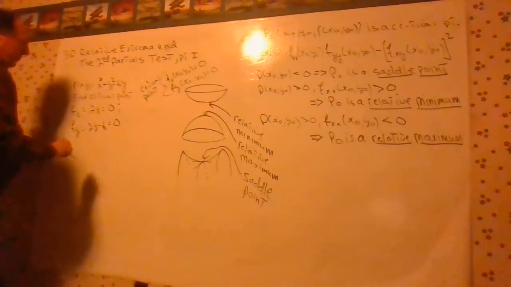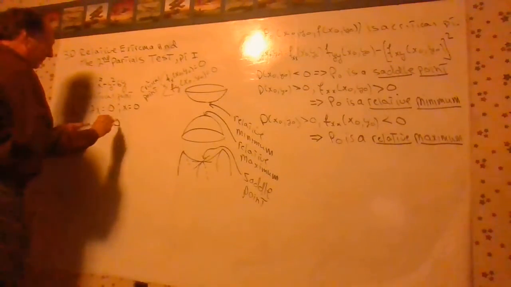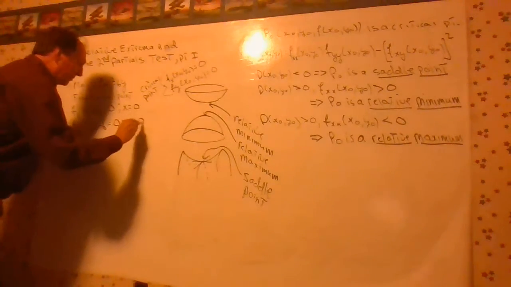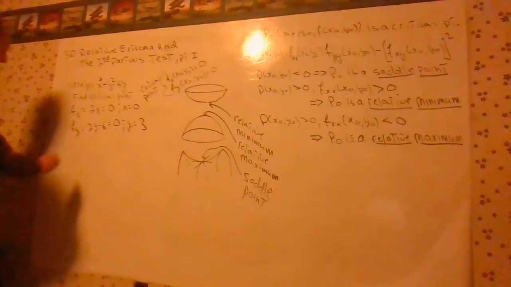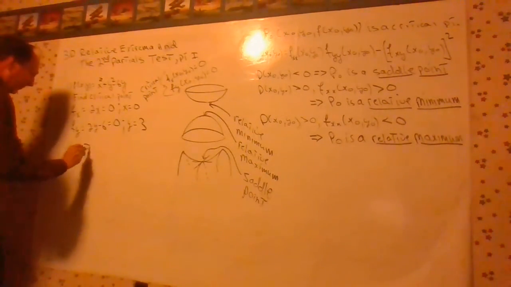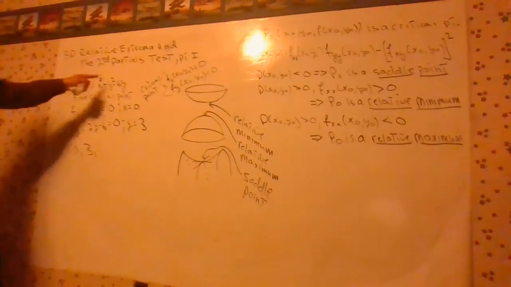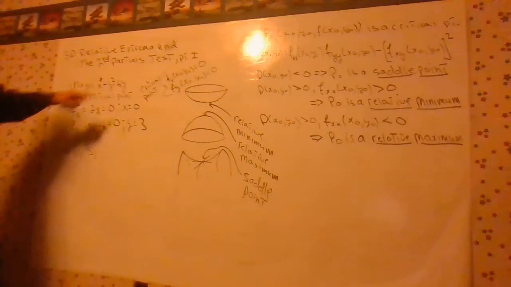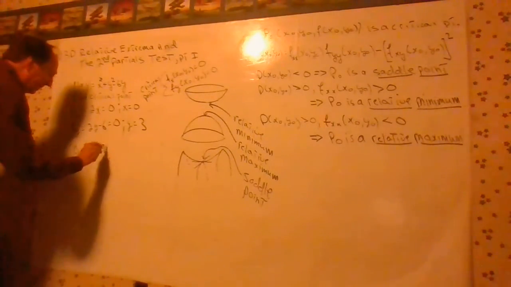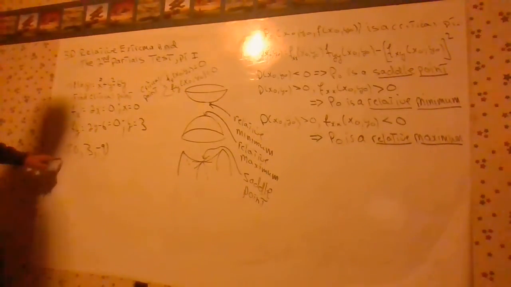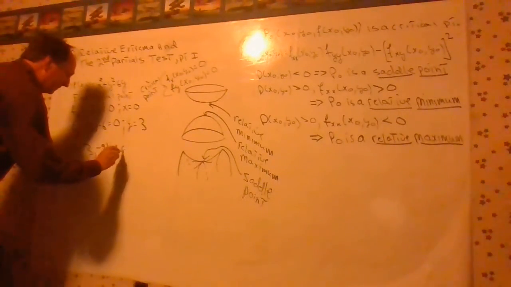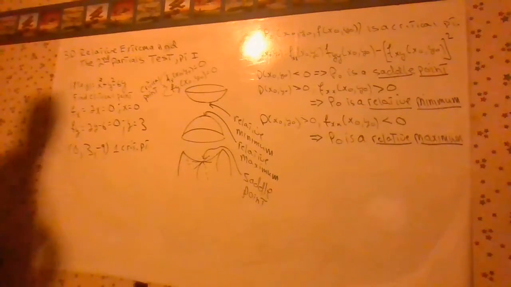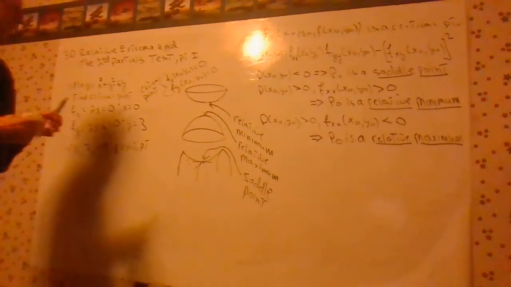Very easy system to solve. We get x equals 0. These 2 equations are independent. y equals 3. And so the point we have is 0, 3. You can plug 0, 3 in. 0 zeros that out. 9 minus 18, you get negative 9. That's the one critical point. That's all there is. And now we want to apply the second partials test.